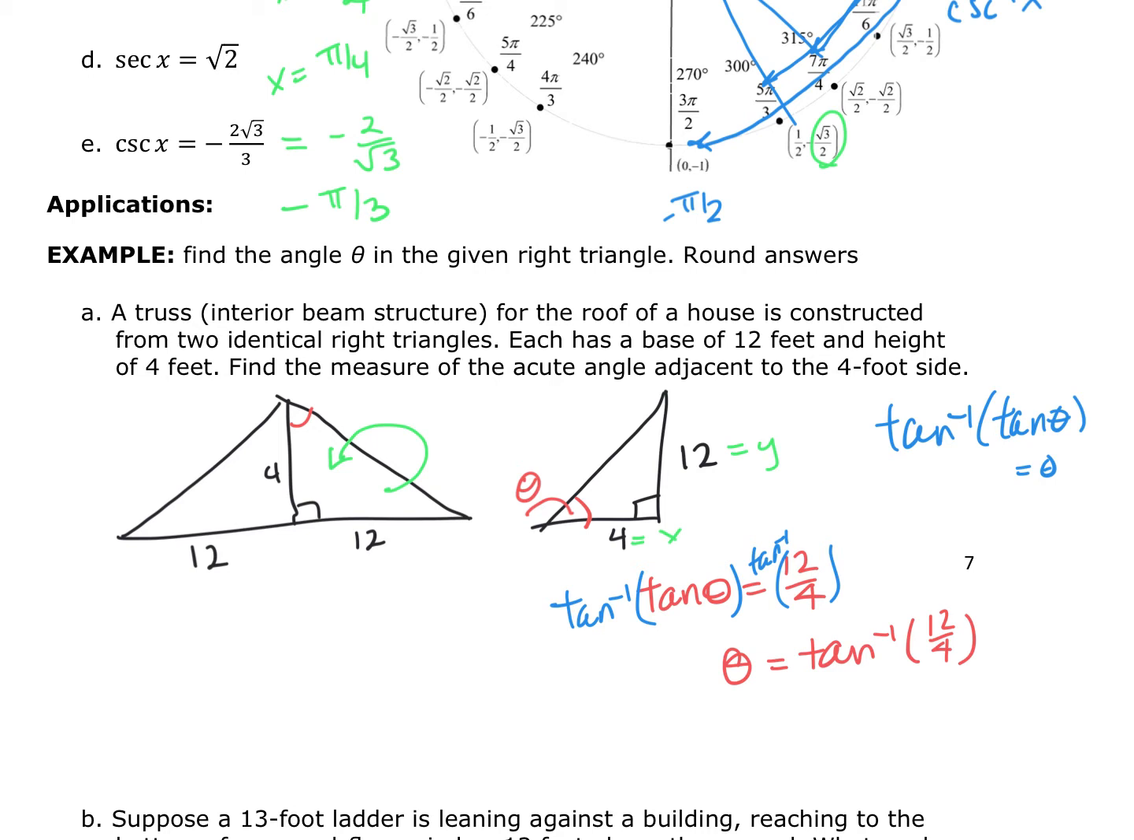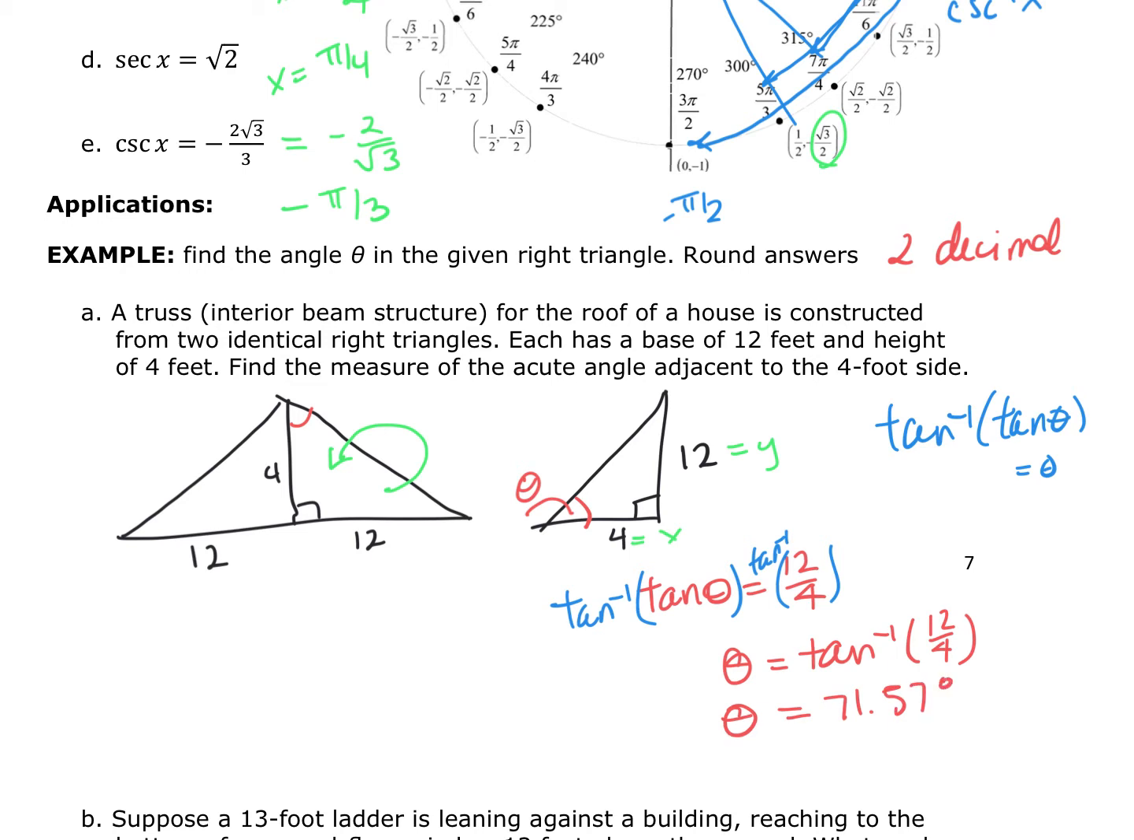That tells me my theta, the one that I'm chasing, the one that's adjacent to or next to the 4, is 71 point, and we're going to round to 2 decimal places, so 71.57 degrees. That's that angle.